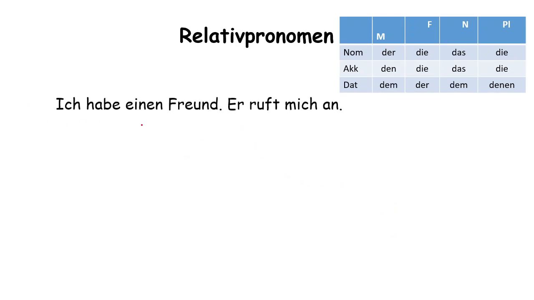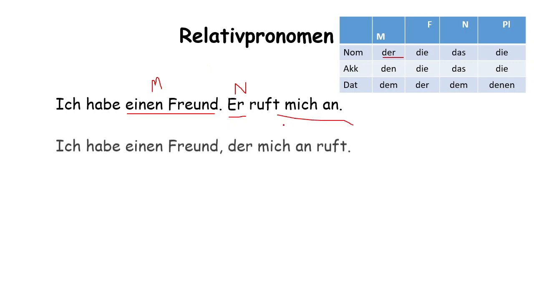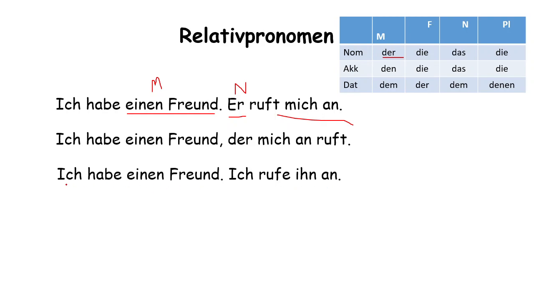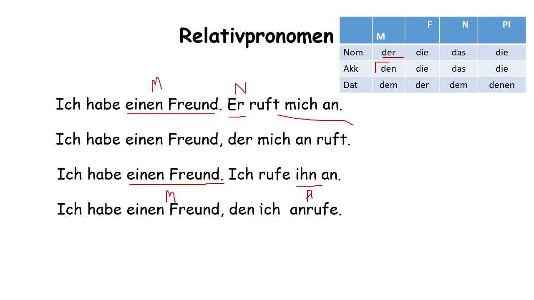Let's see: Ich habe einen Freund, er ruft mich an. Talking about the friend, masculine; the case is nominative, so masculine nominative der will take place, and the verb goes to the end. Ich habe einen Freund, der mich anruft. Who calls me. Now: Ich habe einen Freund, ich rufe ihn an. I have a friend, I call him. Here einen Freund is masculine, gender from the first sentence, and case from the second: accusative. So accusative masculine, we have den. Ich habe einen Freund, den ich anrufe, verb at the end.